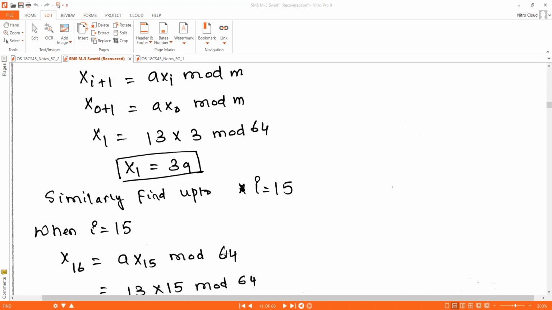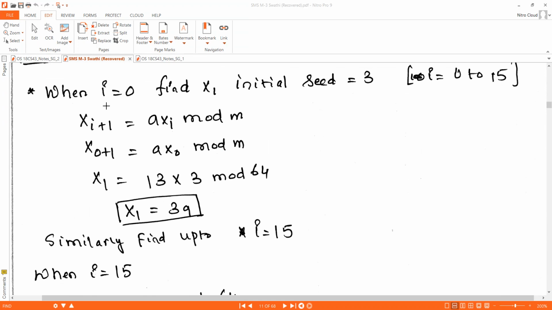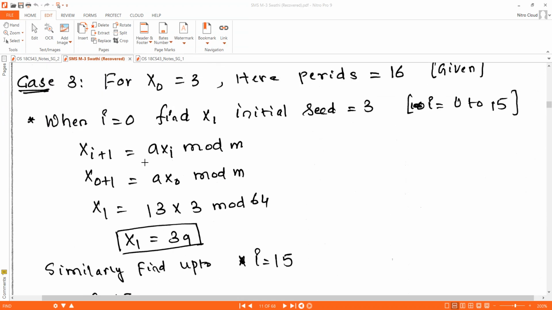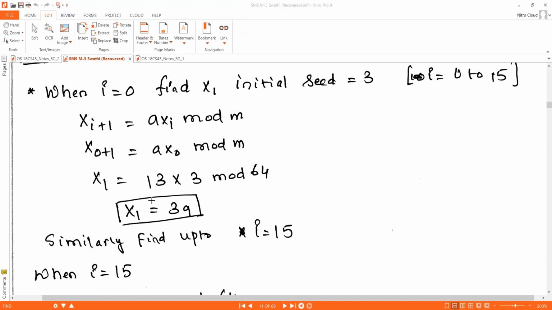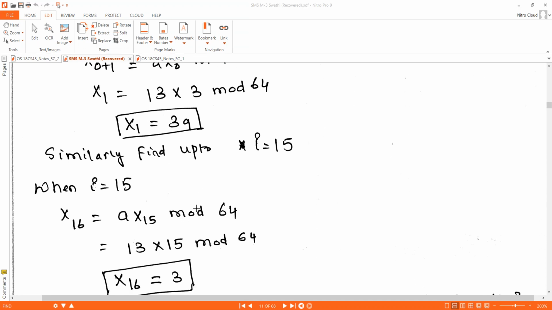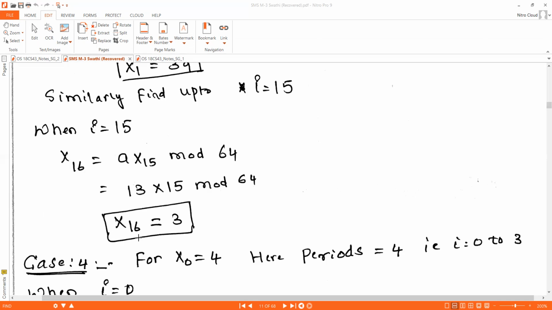Okay, you people need to do this. Here I have solved it for i equal to 0 and i equal to 15. You need to solve this for i equal to 1, 2, 3, 4, 5, 6, 7, 8, 9, 10, 11, 12, 13, 14. Until i equal to 14 you need to calculate, and here I have calculated for i equal to 15. We got x16 equal to 3.